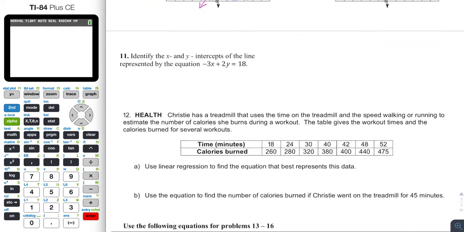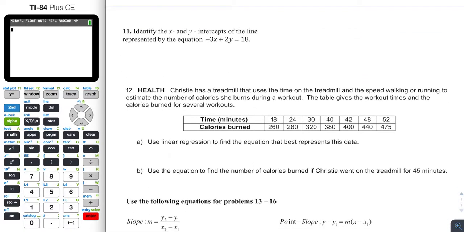Okay, it says number 11, identify the x and y intercepts. So we're going to be solving for x and solving for y separately. The first way we're going to do that is we're going to set it up, and we're going to pretend like that y quantity doesn't exist. So we're just going to pretend like the x's is all we see. So we got to get x by itself by dividing by -3. So x equals -6. Writing that as an ordered pair, we're going to have -6, 0.